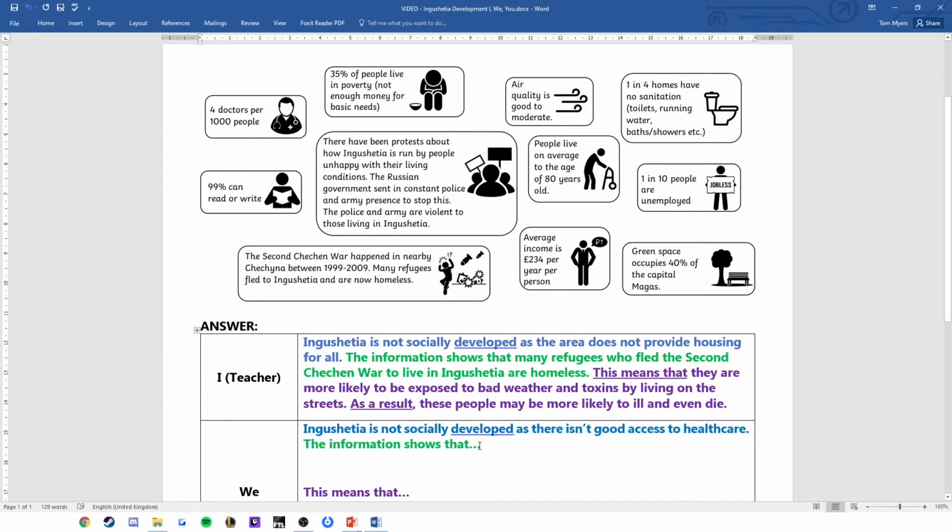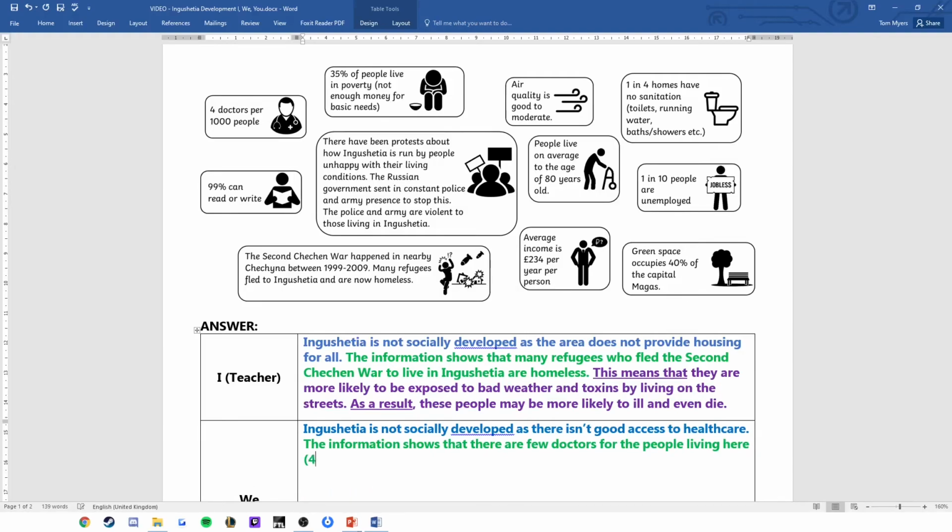Okay, so for the information shows, we can look at the information, and we are looking at this box here, that there are only a few doctors for the people. So I can write that there are a few doctors for the people living here, and I can actually quote how many doctors it is, so 4 doctors per 1,000 people.